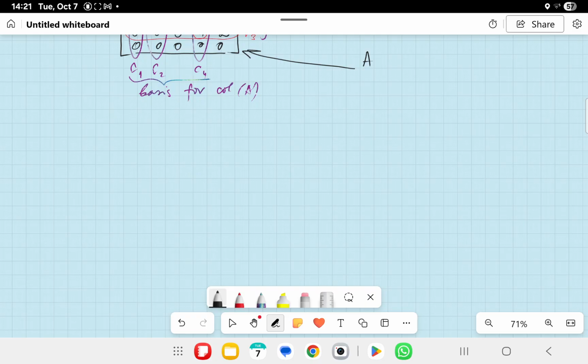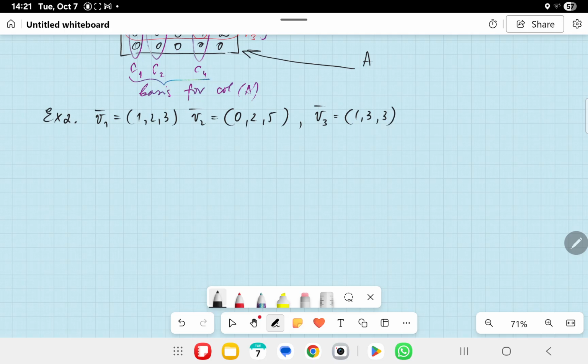So I'm going to consider my example number 2. Imagine somebody gives us three vectors. Vector 1 is 1, 2, 3. Vector 2 is 0, 2, 5. And vector 3 is 1, 3, 3. You probably will tell me, well, why don't we put them in a matrix, find out which are going to have these leading ones, and these vectors are going to be linearly independent.